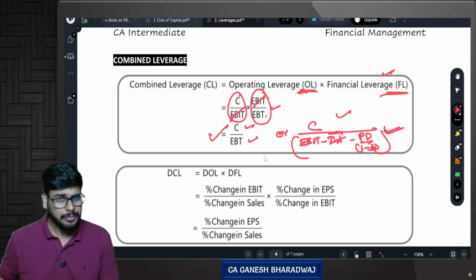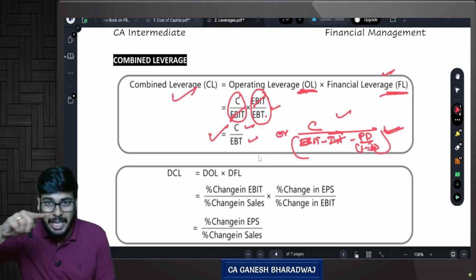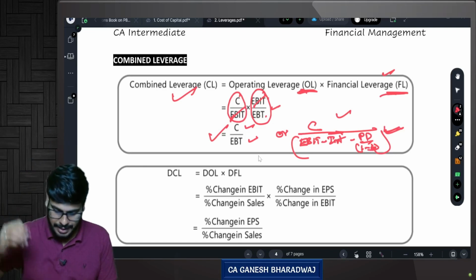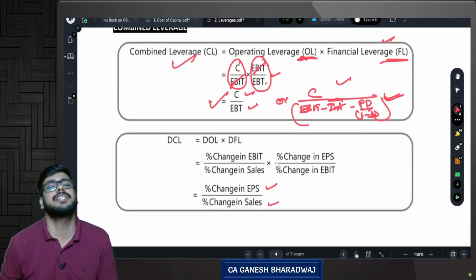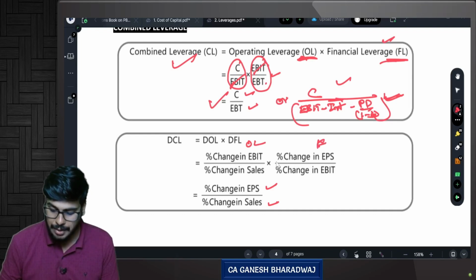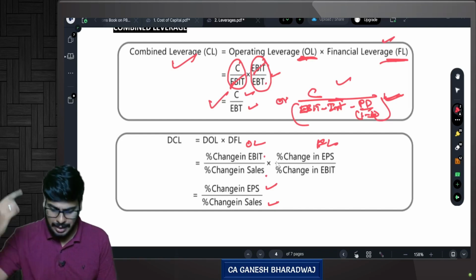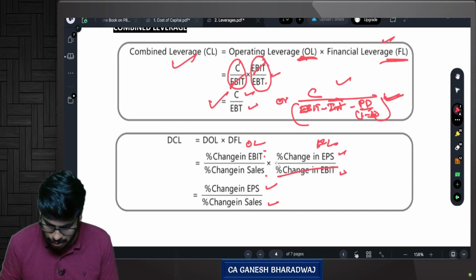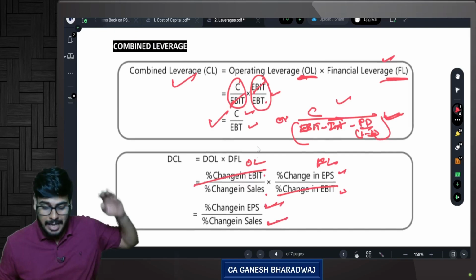So now that's about your combined leverage. In other words, combined leverage talks about the change in your EPS when there is a change in my topmost figure, sales. So percentage change in EPS divided by percentage change in sales, which is nothing but your operating leverage into financial leverage. Operating leverage is percentage change in EBIT divided by percentage change in sales. What is your financial leverage? Percentage change in EPS upon percentage change in EBIT. These two get knocked off and you get finally percentage change in EPS divided by percentage change in sales. Are you clear with this?